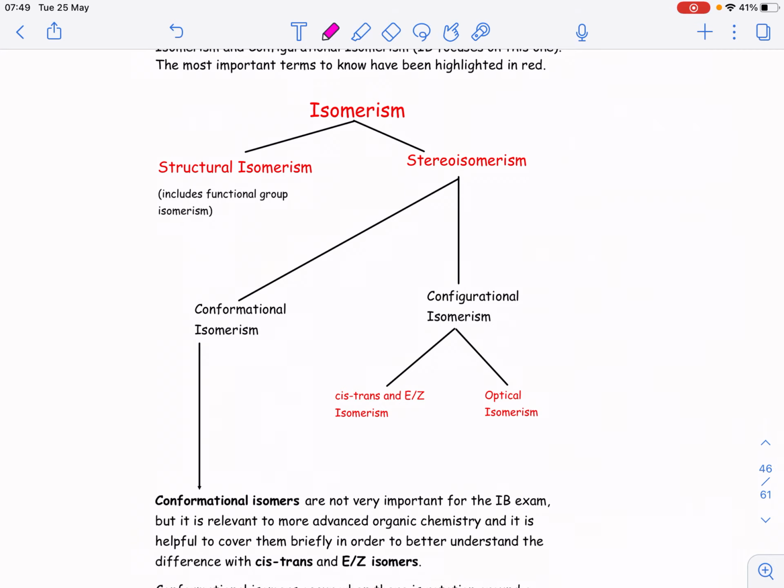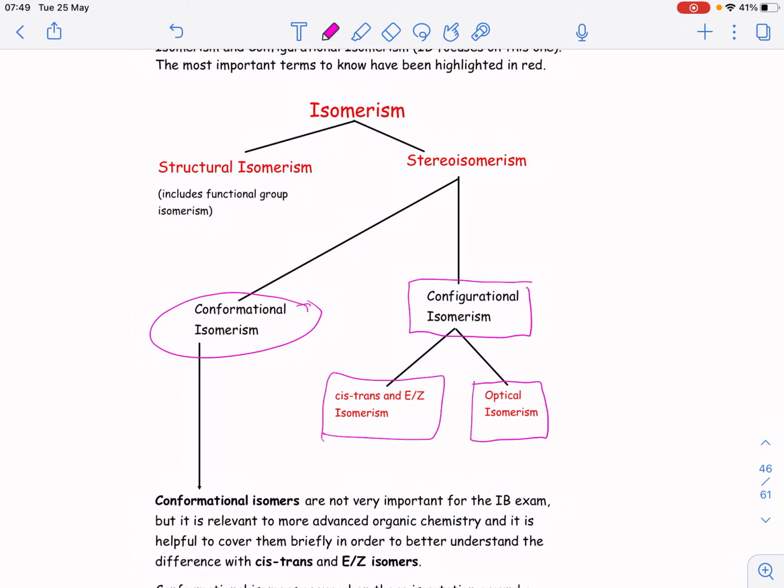Now in stereoisomerism we can actually break that down further into conformational isomerism and configurational isomerism. This term we're going to go over for just a second. It's kind of a minor add-on in the syllabus. You should be aware of it. I don't really think you need to be aware of configurational isomerism as a term, but we are going to look more in depth at two kinds of isomerism that fall under that category.